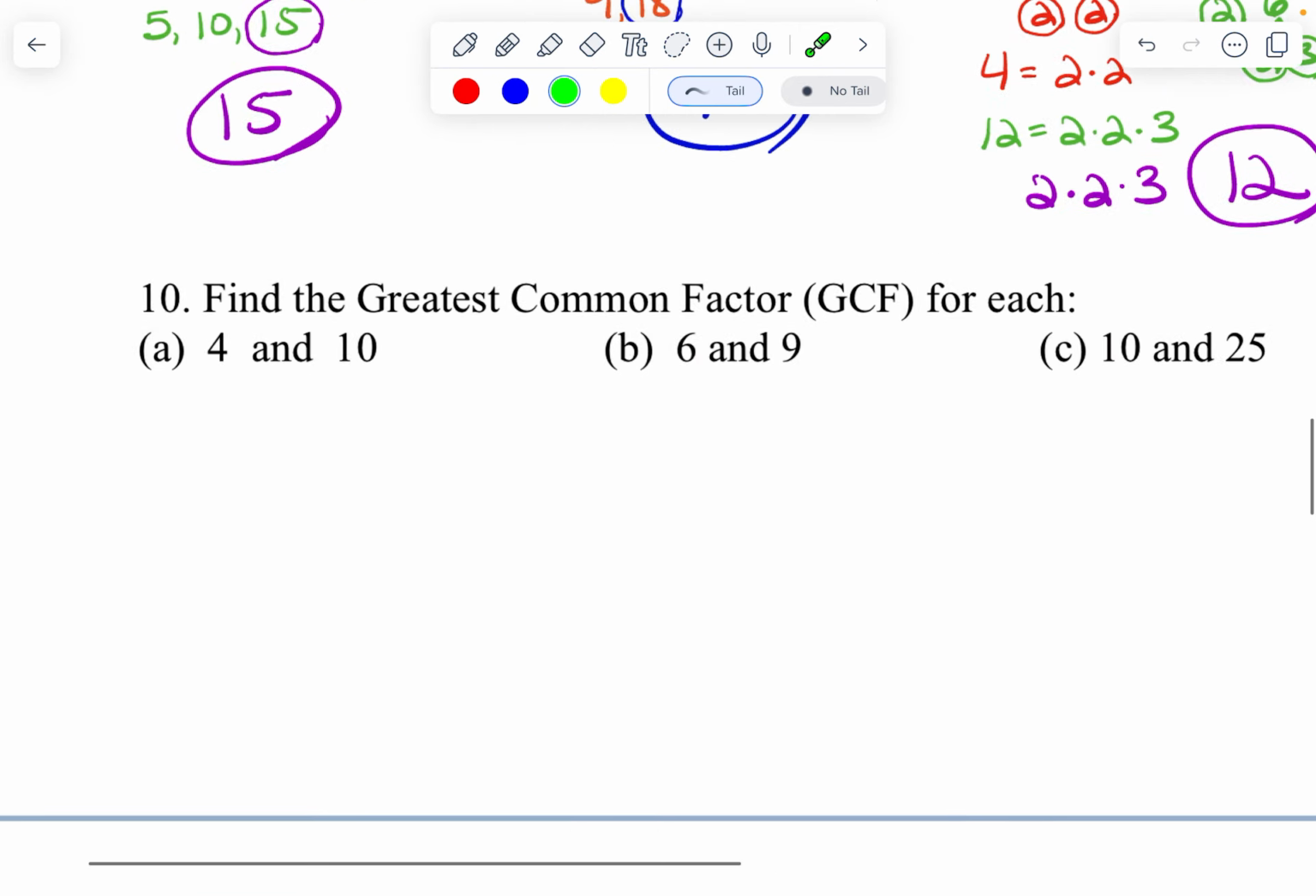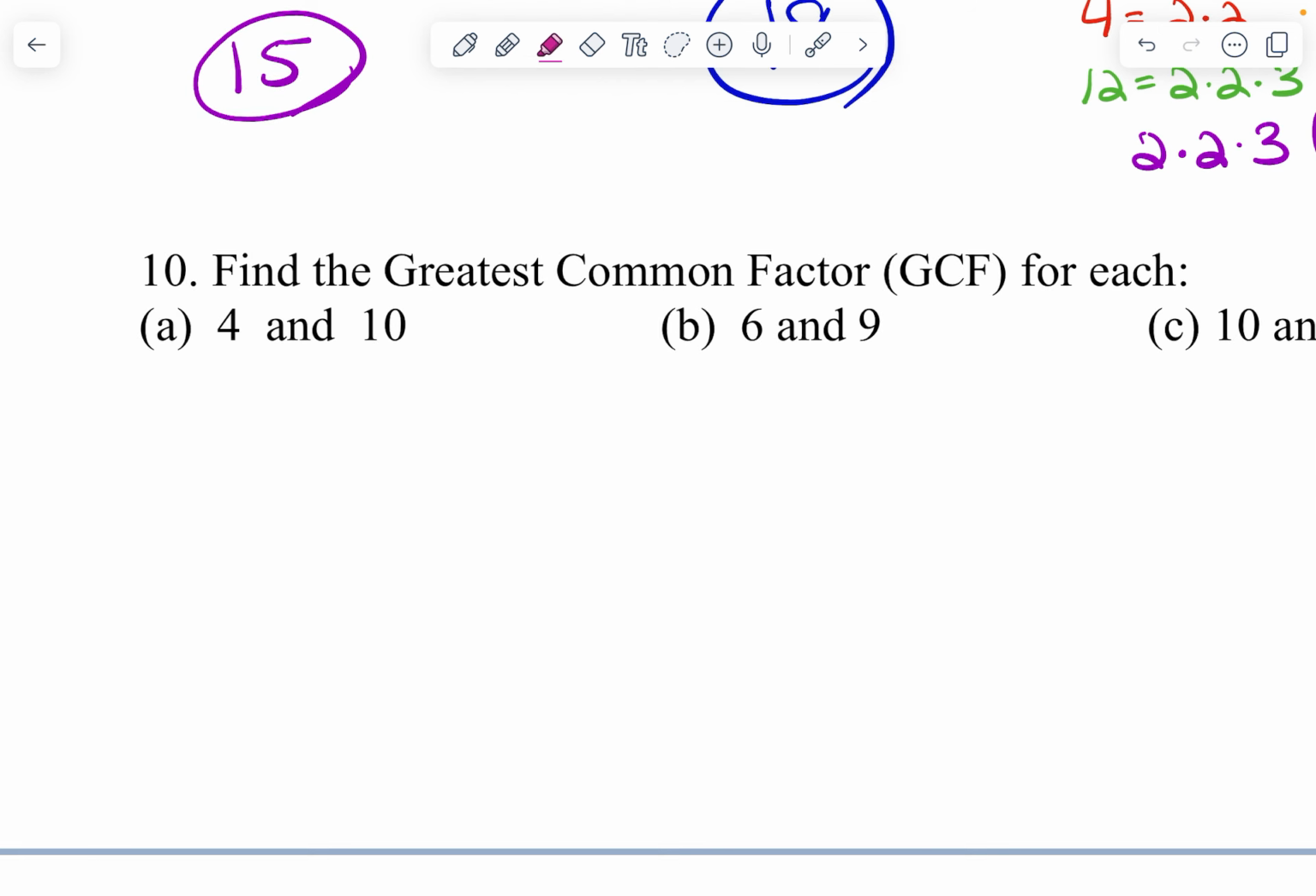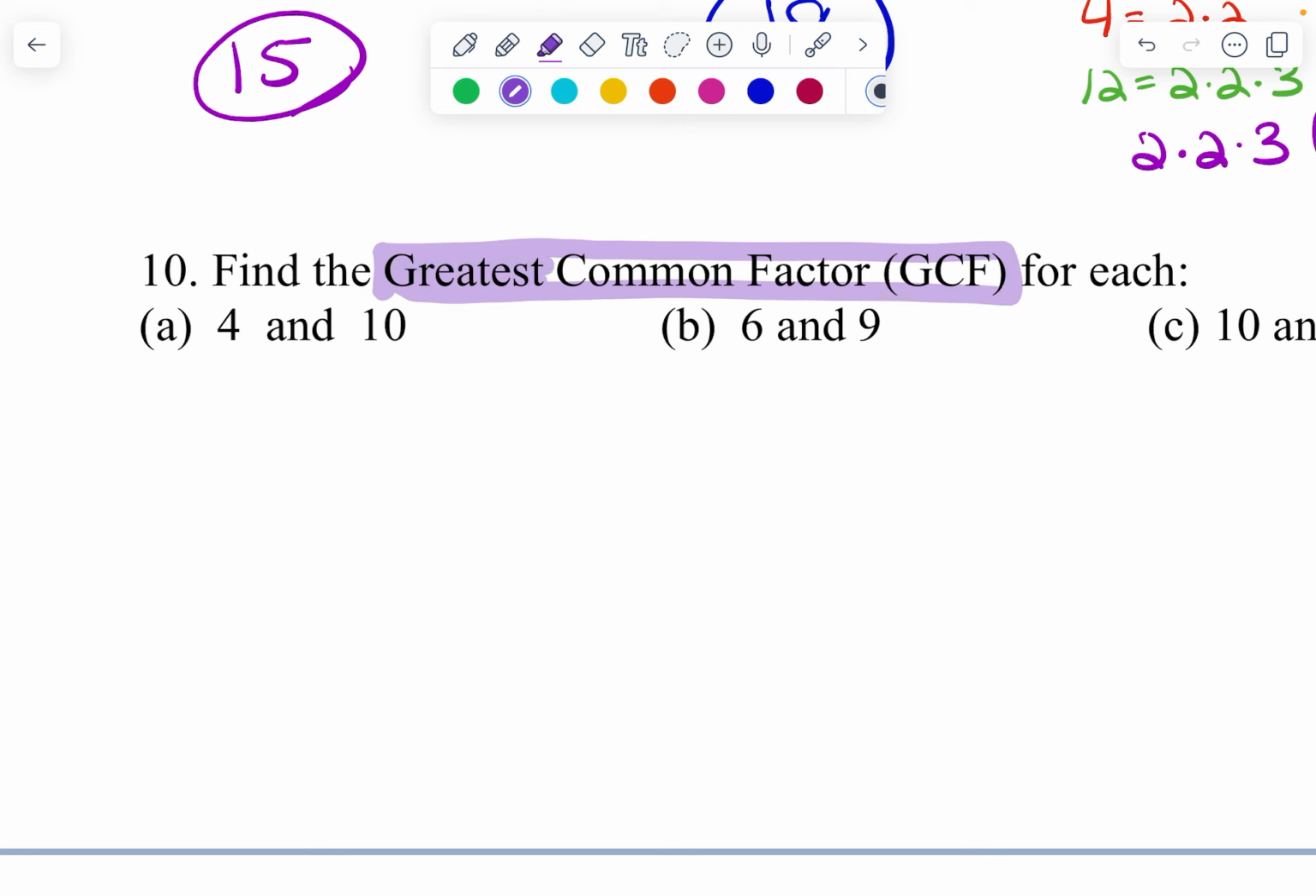Last set here is greatest common factor, GCF. And let's talk about how we can find a GCF. And the thing is, I'm actually going to use pretty much the same method I was using with those factor trees. Now, again, I'm going to show you a couple of methods. You pick the one that you like.